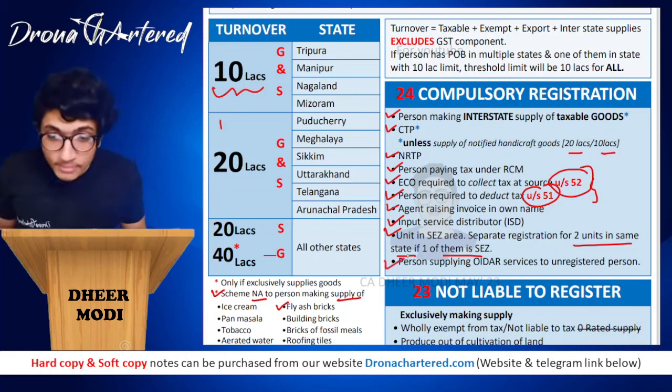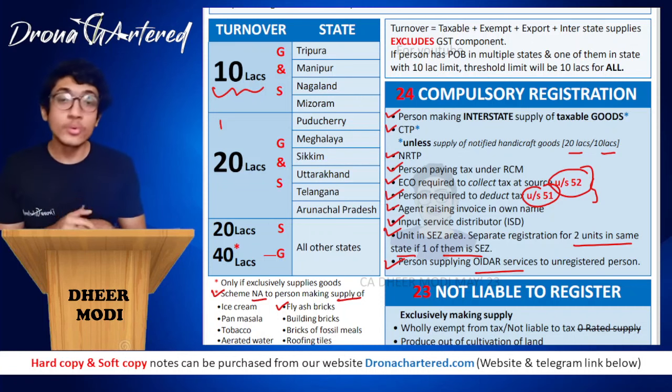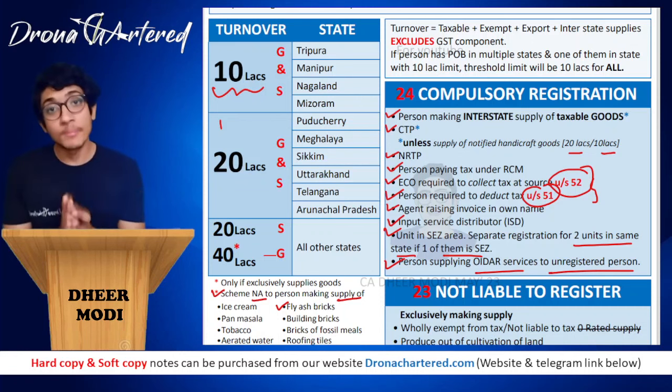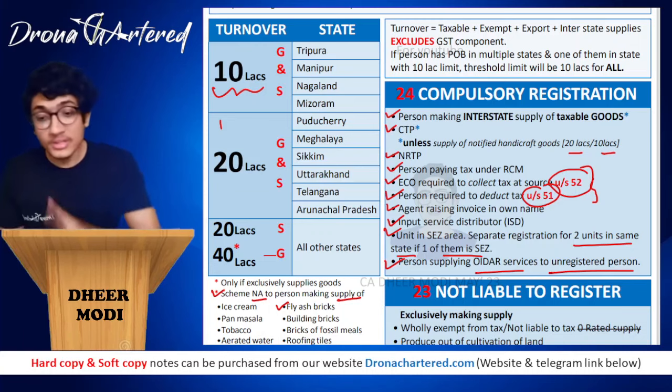Next is a person supplying OIDAR services to an unregistered person. Any person who is supplying OIDAR services, these are usually people from outside supplying to India. For example, your Netflix. So any service that is done over the internet, OIDAR services to any unregistered person, these people have to take compulsory registration under GST, that is section 24. I hope section 24 is clear.